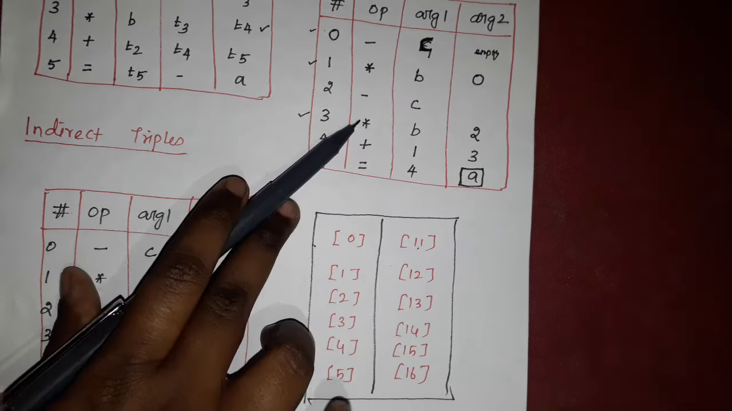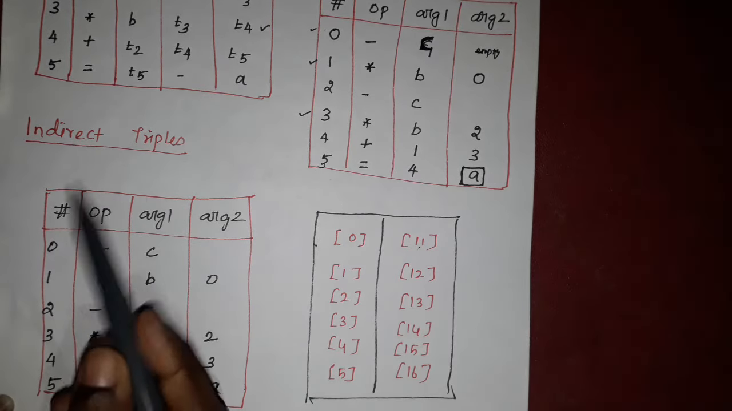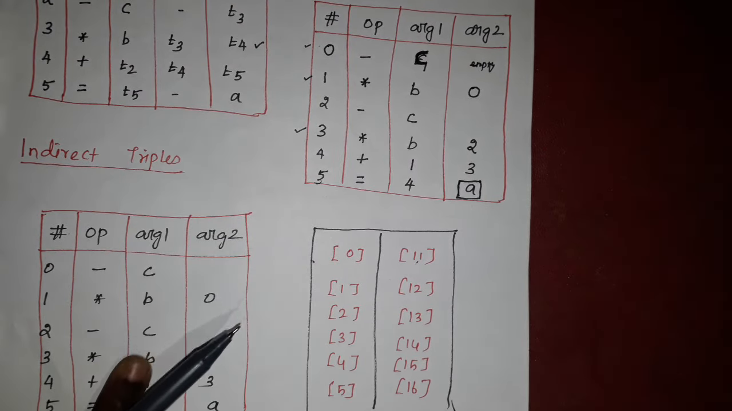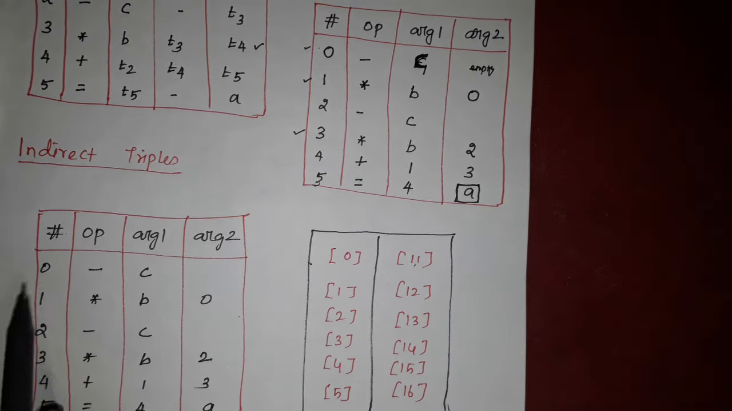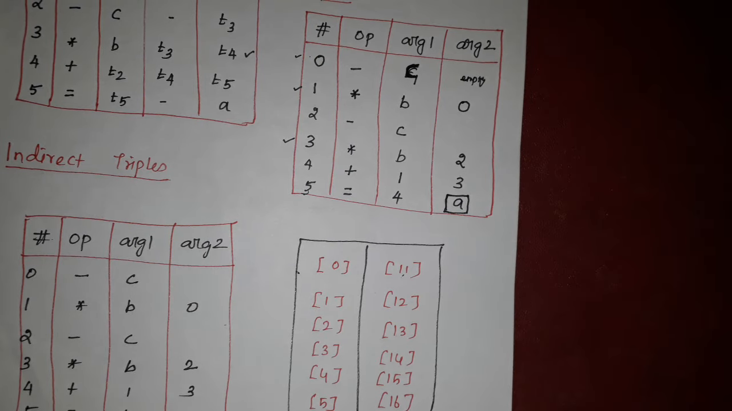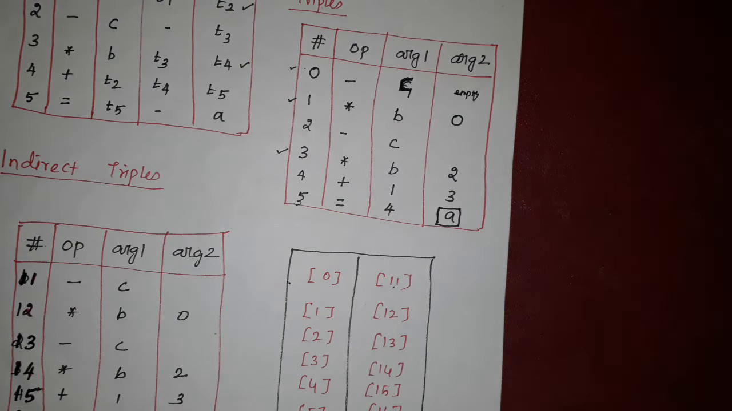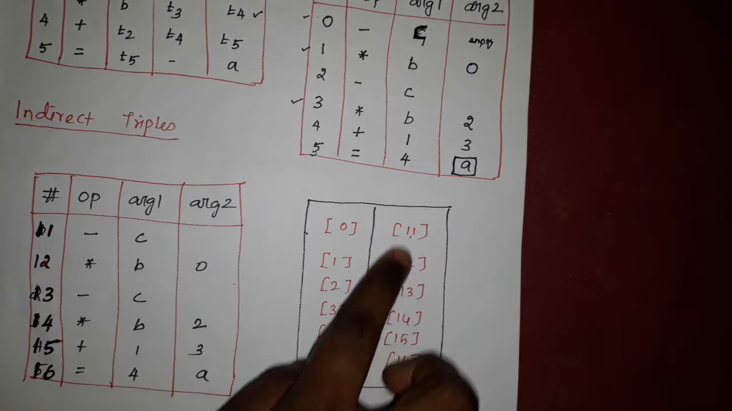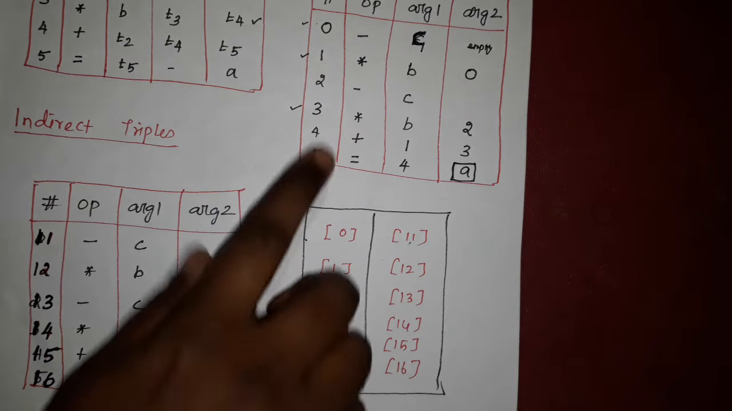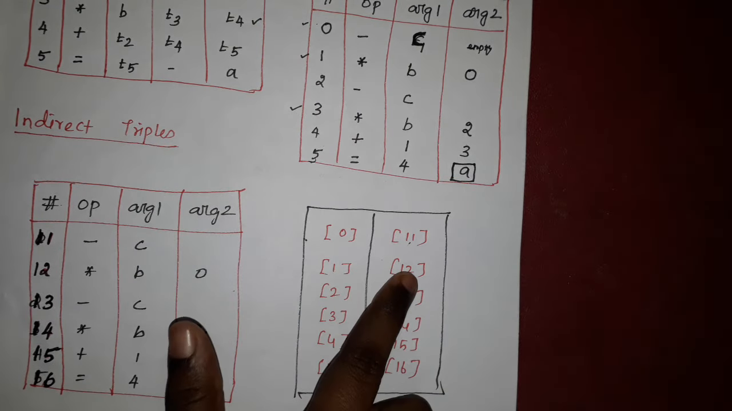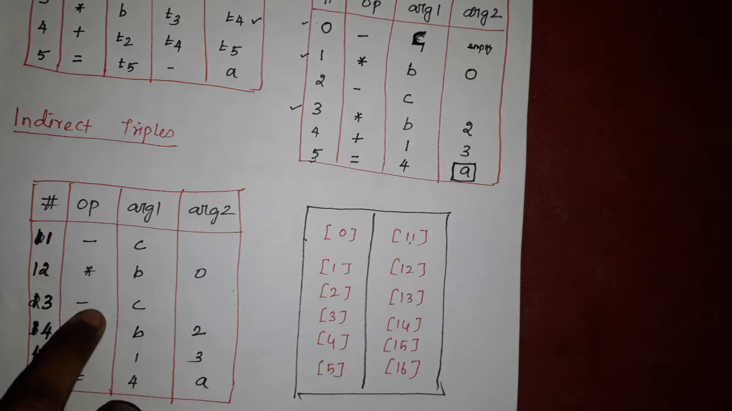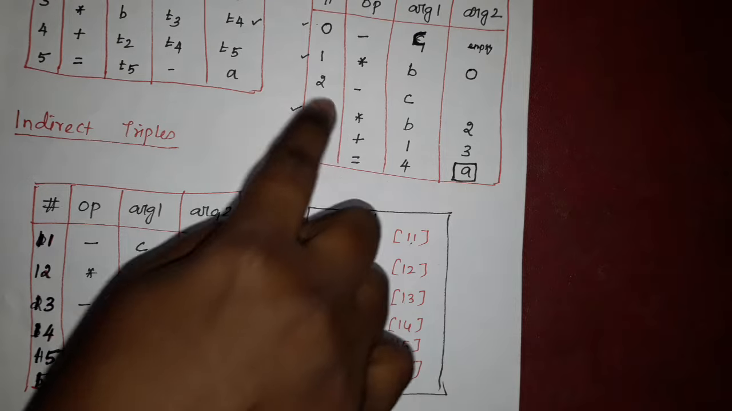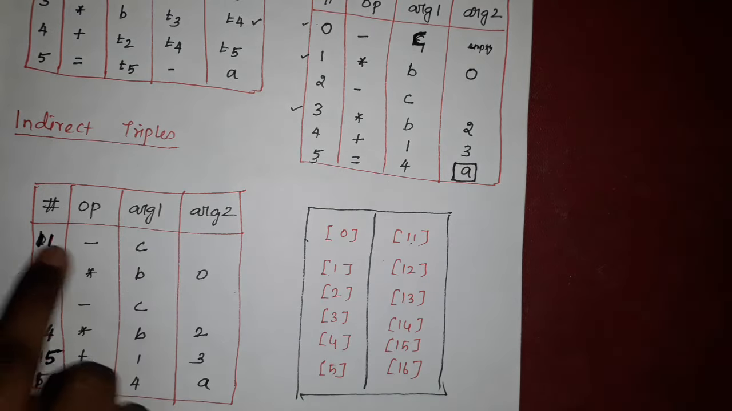We have already done this in triple. So then we do indirect triple for evaluating this expression. The steps are similar to triple, but the only change is that we assign some pointers for the index value. We already did the triple. So 11 for 0, 12 for 1. So in indirect triple we have the pointer values from 11 to 16.